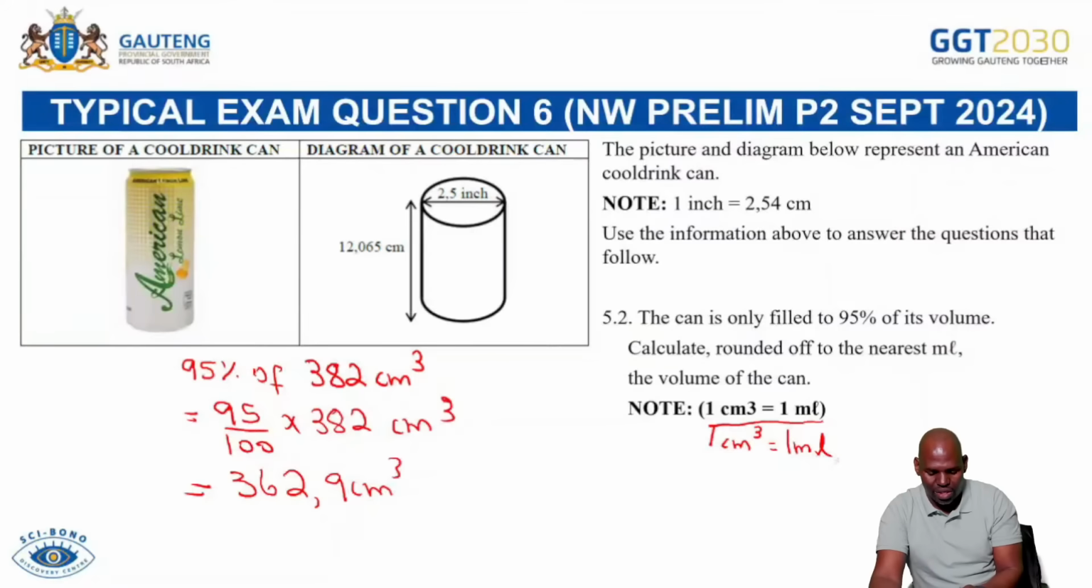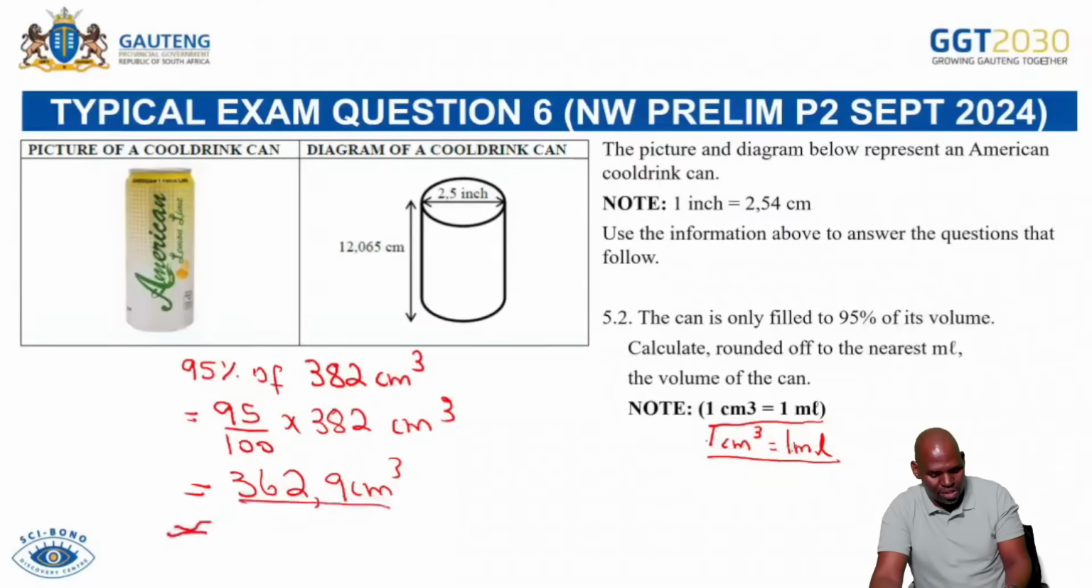You can see that in this case, they gave me a conversion factor. It's 1 centimeter cube is equals to 1 milliliter. If it's 2 centimeter cubed, that will be 2 milliliters. If it's 5 centimeter cubed, then that will be 5 milliliters. If it's 3 centimeter cubed, that will also be 3 milliliters. But in this case, we've got 362.